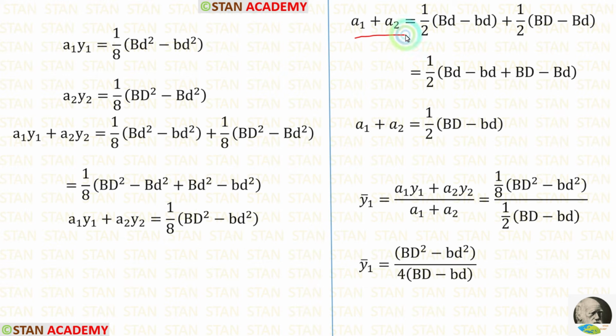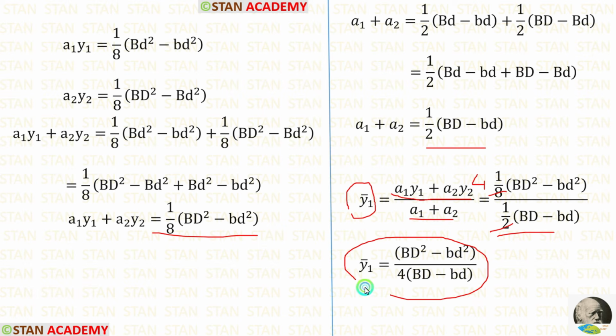Also, we can calculate A1 plus A2. Here we can take 1 by 2 outside. Here we can cut these two values. For A1 plus A2 we are getting this. In the y1 bar formula we can apply A1 Y1 plus A2 Y2, which we already got. Also we can apply A1 plus A2. Then we can cut this 2 and 8. Here it will be 4. Finally for y1 bar we are getting this value.